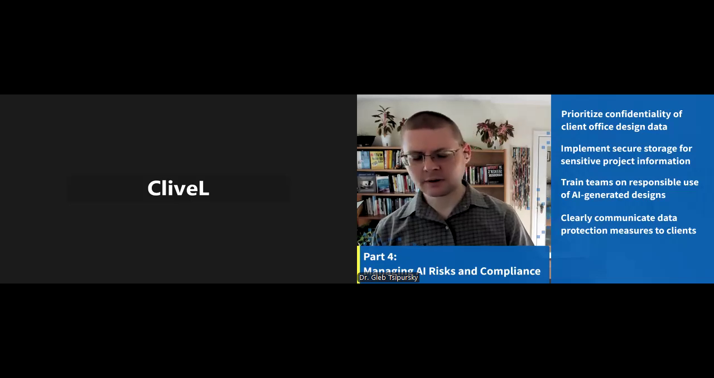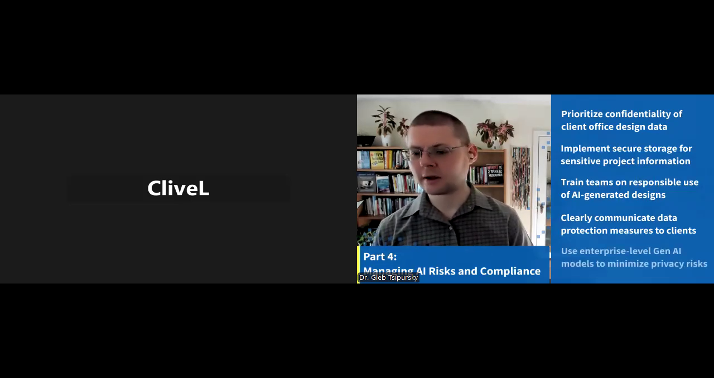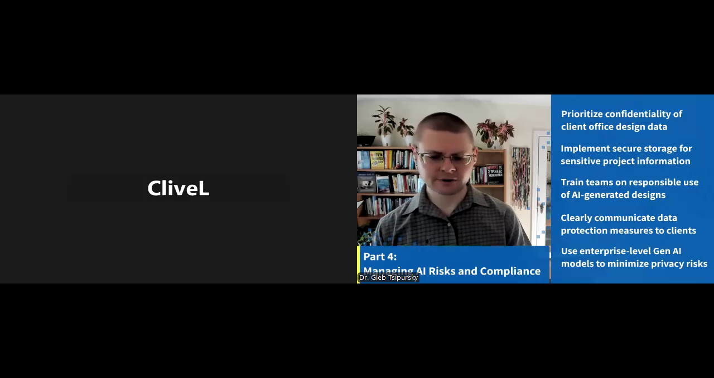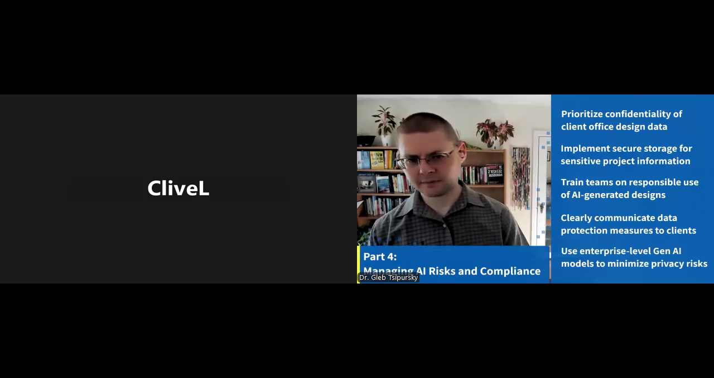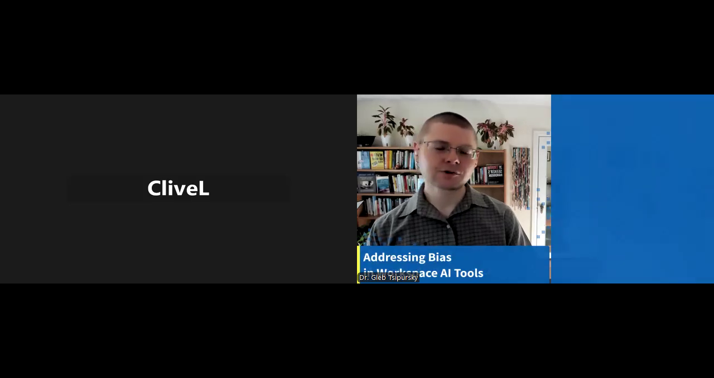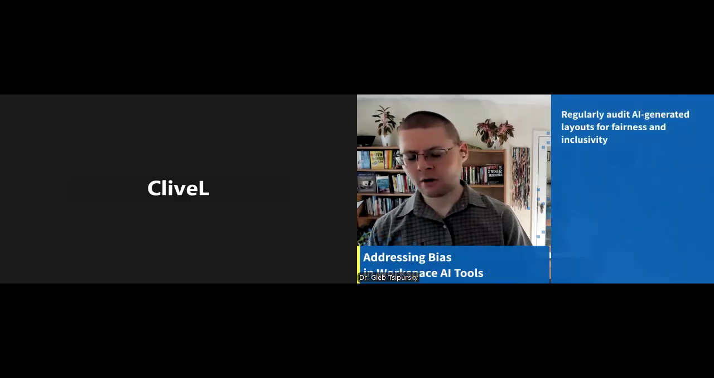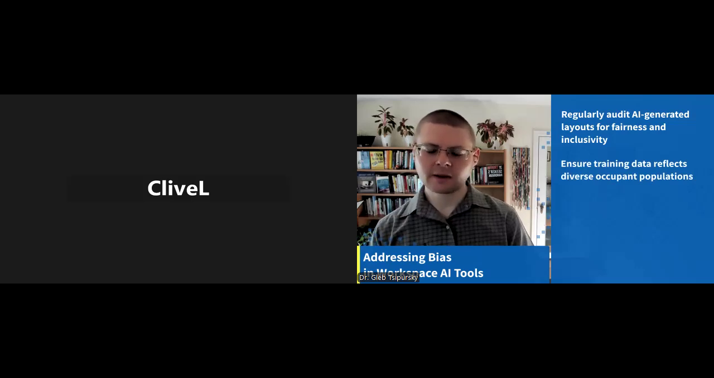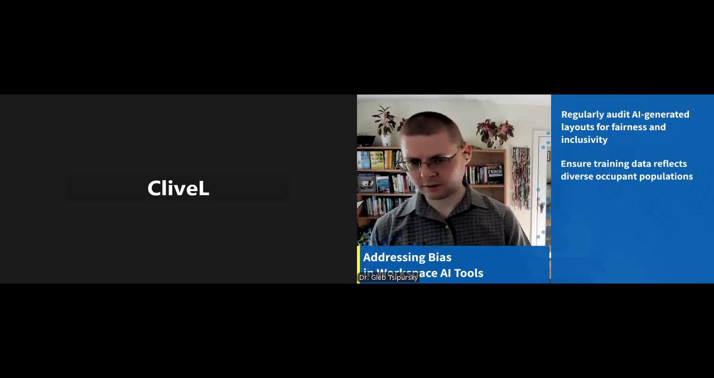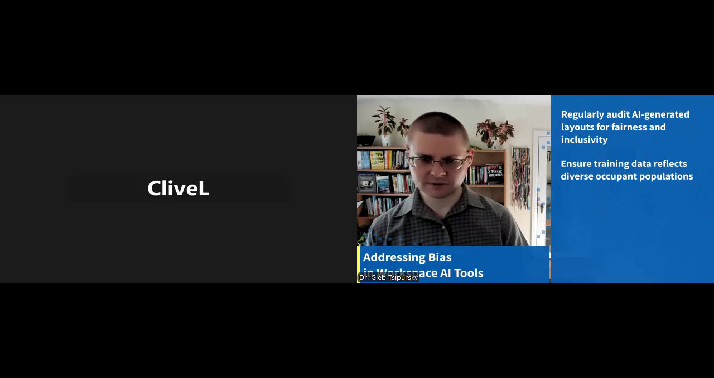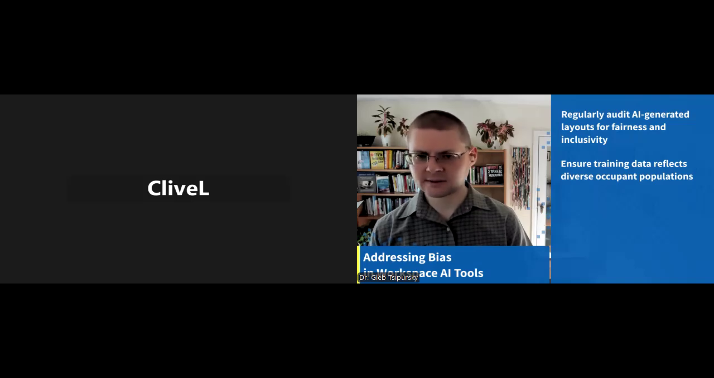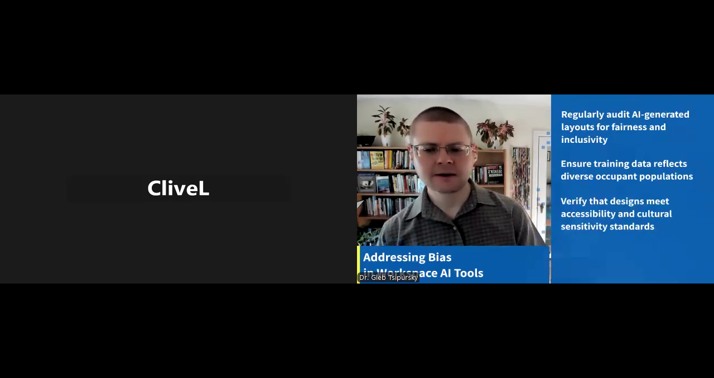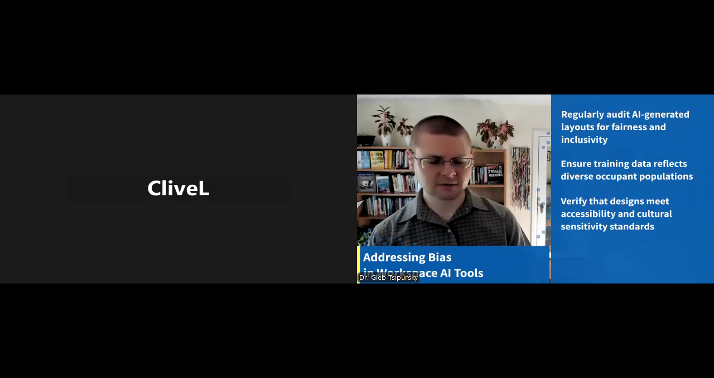And I talked about communicating the data protection information to clients and using enterprise-level generative AI that helps minimize privacy risks. Address bias. Regularly audit AI tools for fairness and inclusivity. That's quite important, of course, in office design inclusivity. Ensure the training data reflects diverse occupant populations. So all sorts of folks who are going to be occupying the place, you need to make sure that the data reflects their diversity. Verify that designers meet accessibility and cultural sensitivity standards.